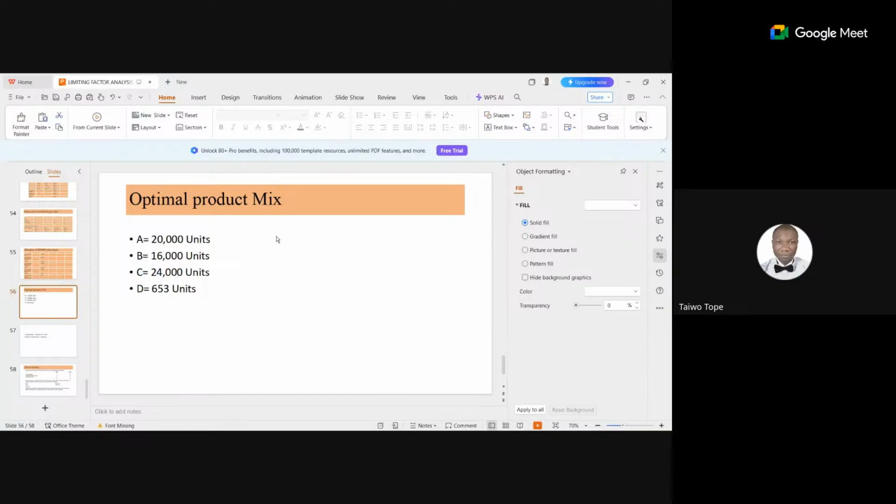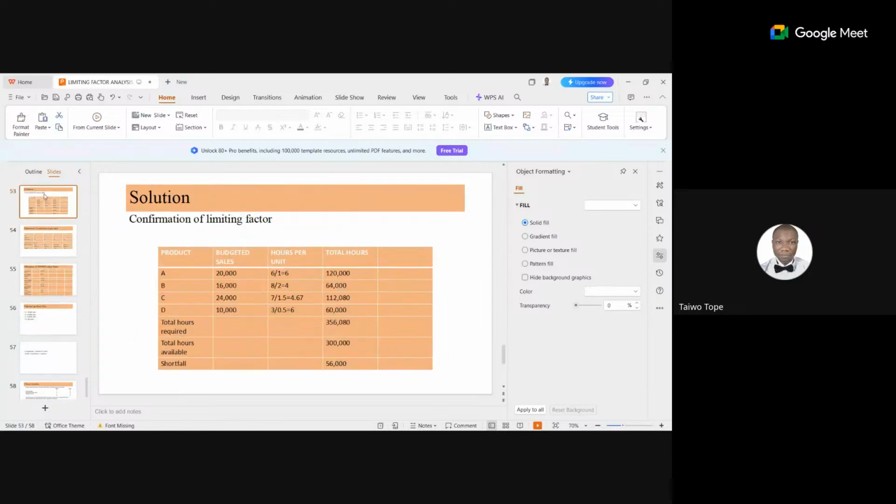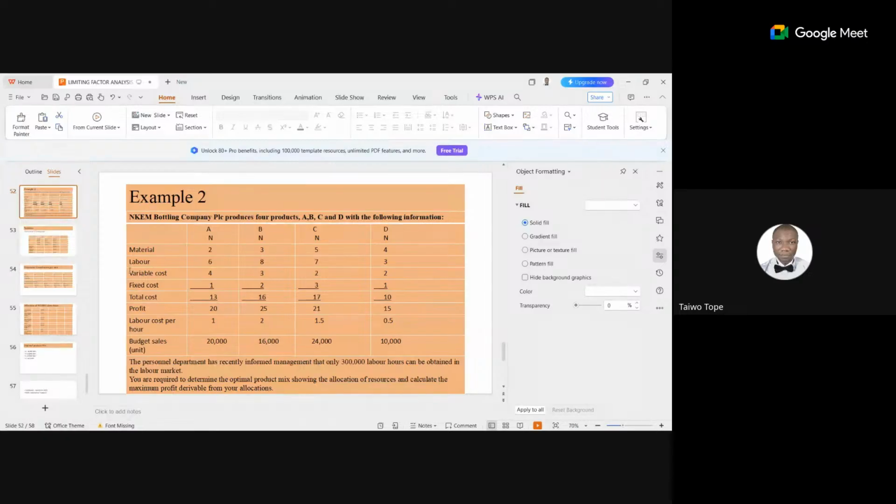Now, what will now be your fixed cost? Your total fixed cost. From the question, fixed cost per unit for each of the products is what? 1 for A. So based on the units you are to produce, your fixed cost will now be 1 times 20,000 units.